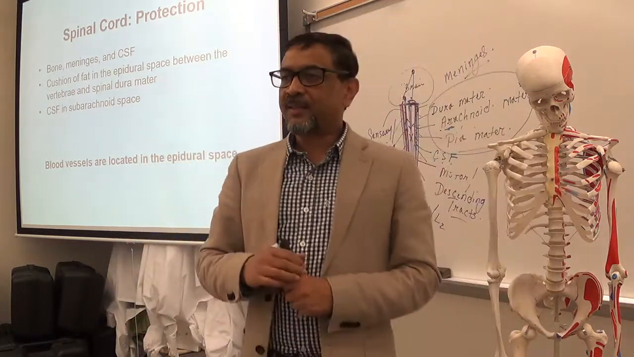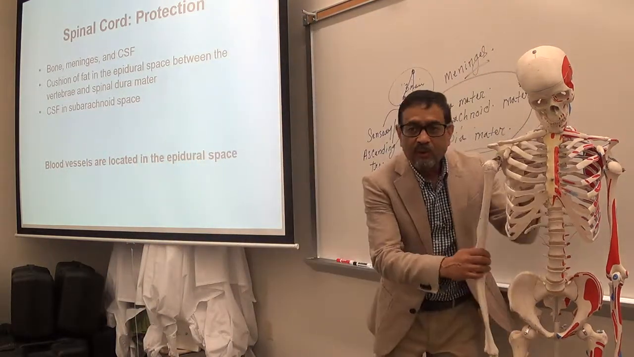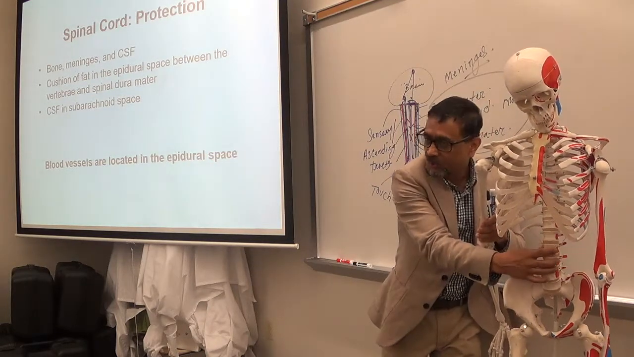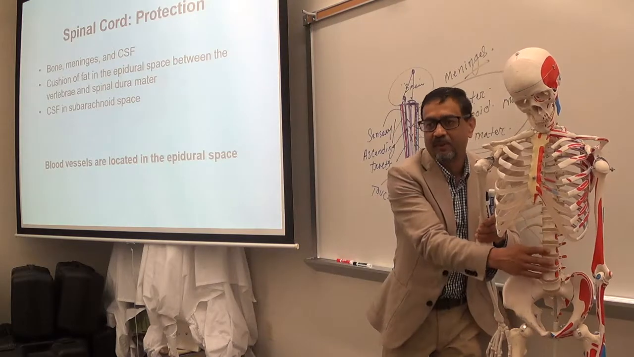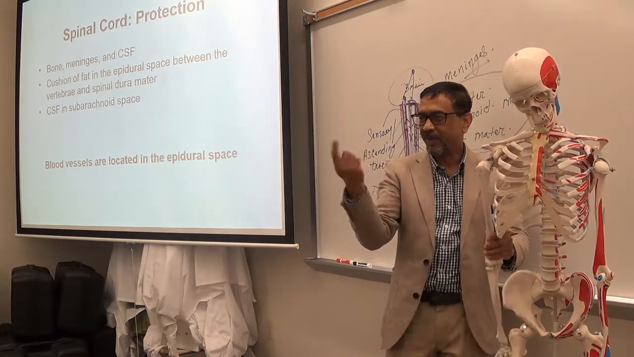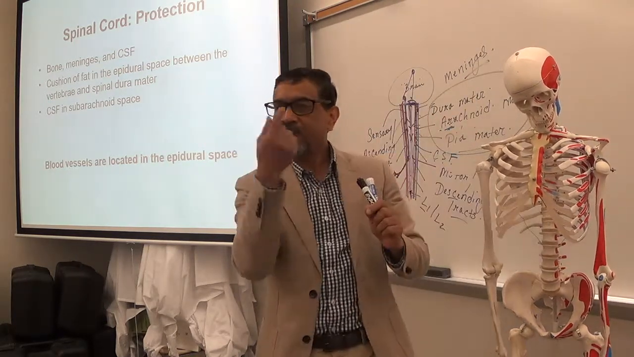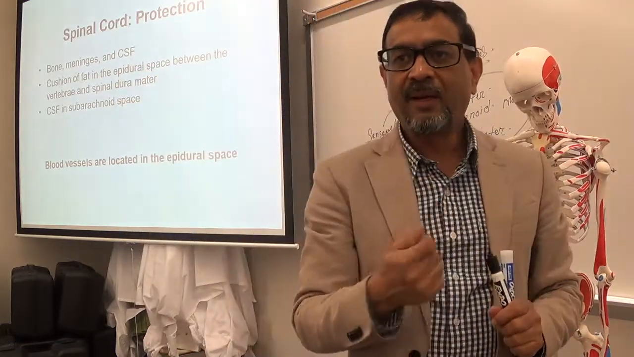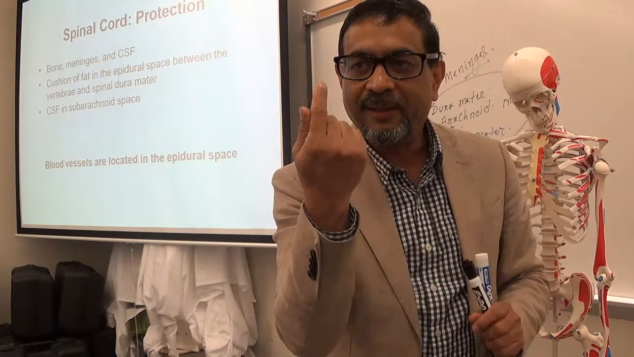So, now if I ask you, from outside to inside, outermost protection is what? The bones. Which bones? Vertebrae. Is it clear? Vertebrae. Then you have how many meninges? Three. Dura, arachnoid, pia, right? And you also have fluid.